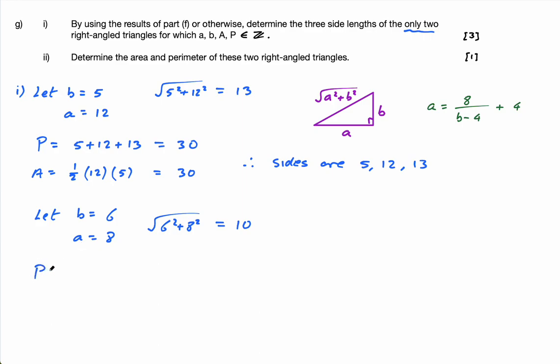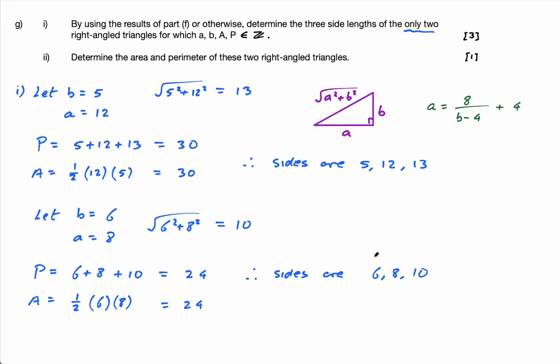The perimeter for this is equal to 6 plus 8 plus 10, which is 24. And the area is a half of 6 times 8, which is 48 divided by 2, which is 24. So that's my next one. Therefore, the sides are 6, 8, and 10.